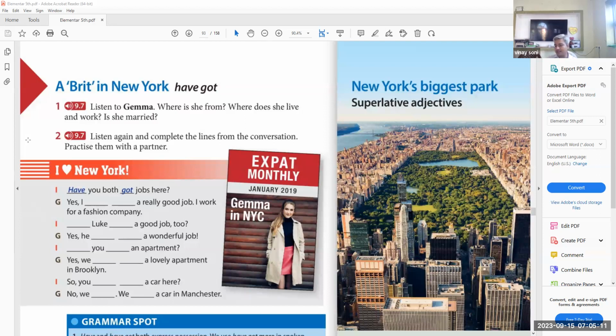Understand that Americans will be fine with this. British will say, "I've got a car." Most British people will say, "I've got a car." Yes, in spoken English.